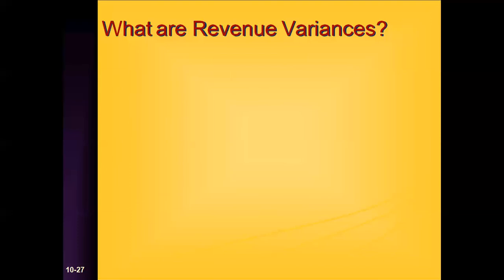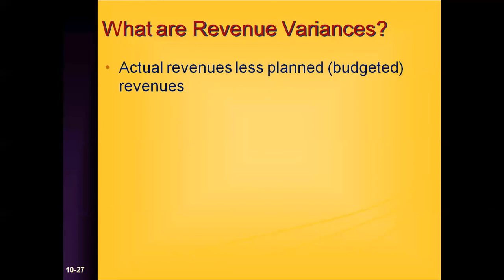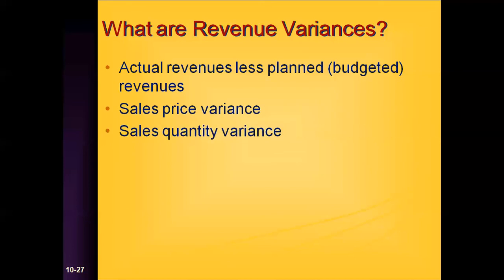Okay, let's get back to revenue variances. As we talked about, there are two kinds of revenue variances. Those two kinds are a sales price variance and a sales quantity variance. Sales price variance is caused by the difference in revenue due to a change in selling price. The sales quantity variance is a difference in revenue due to a change in quantity.